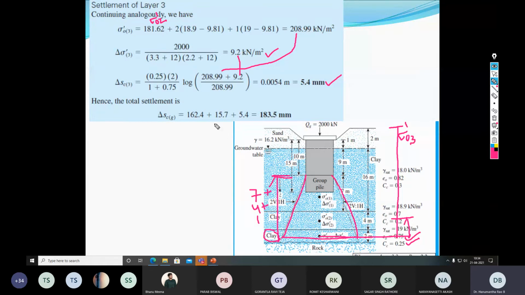So overall the total settlement is layer 1 162.4, layer 2 15.7 and layer 3 5.4. So total 183.5 millimeter.